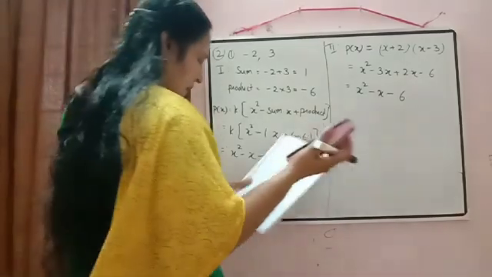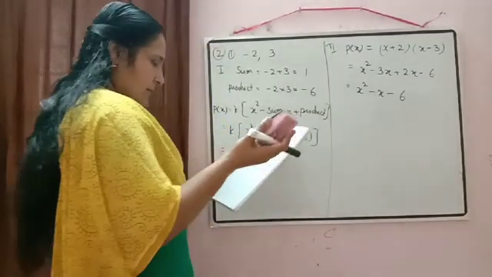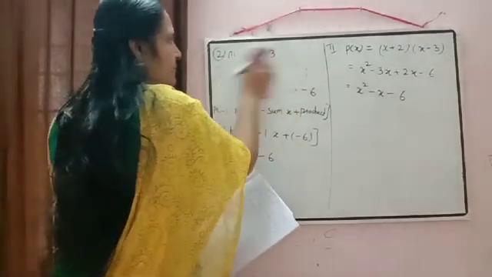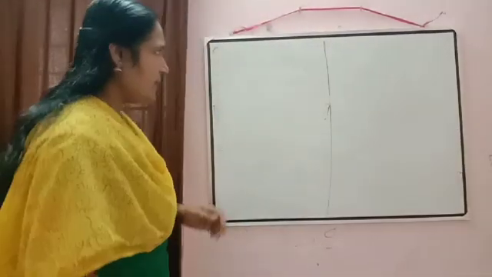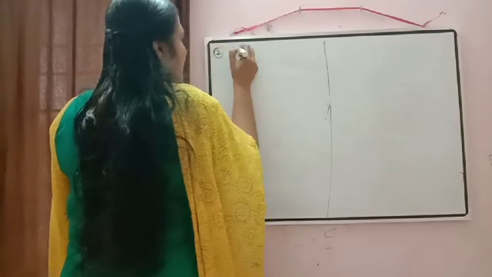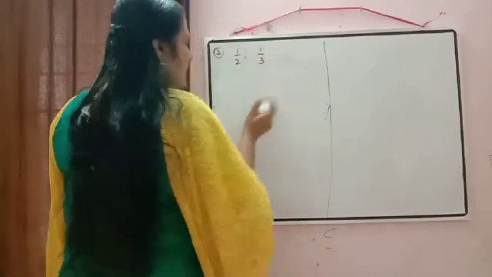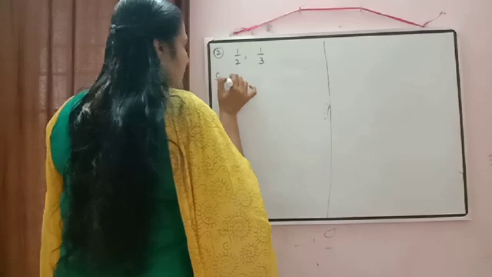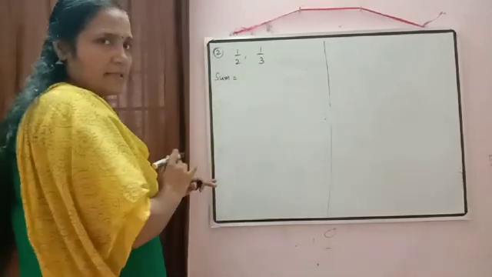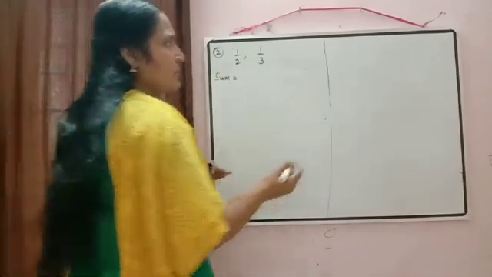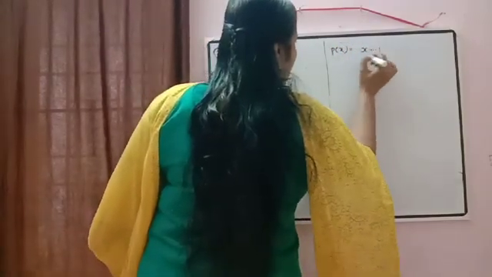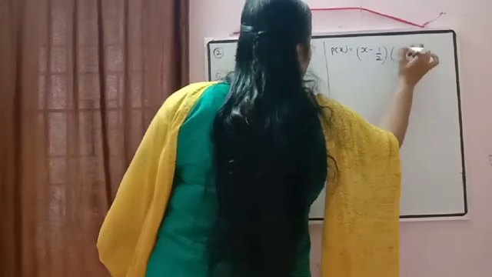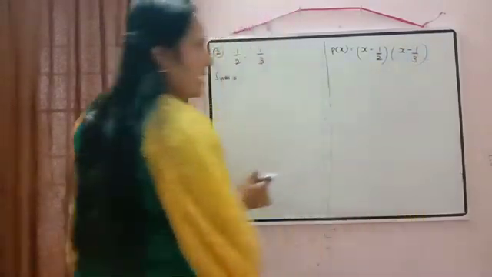Okay. Now write down the second one. The zeros are 1 by 2 comma 1 by 3. These are the two zeros given. Again, first what we will do? We will find out the sum if you are using the first method. If you are using the second method, what you will write directly? What will be the factors? One factor will be equal to x minus 1 by 2. Other one will be equal to x minus 1 by 3.